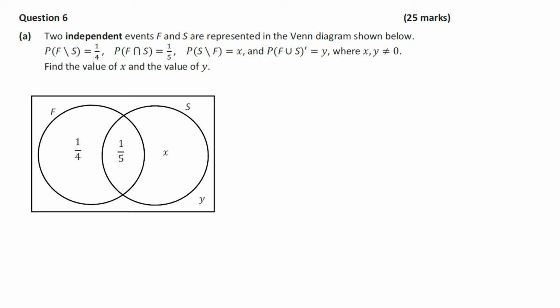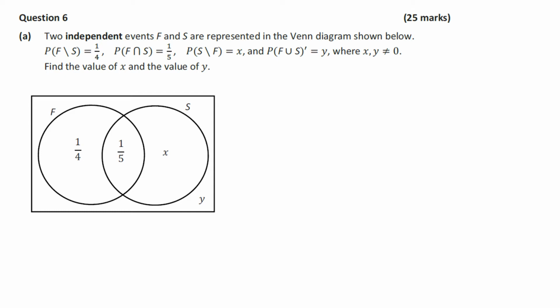Two independent events, F and S, are represented in the Venn diagram as shown below. The probability of F less S is 1 over 4. The probability of F intersection S is 1 in 5. And the probability of S less F is x, and all of those three pieces are given on the Venn diagram. When we talk about "less", it's basically set difference, which means a takeaway. So F take away S is 1 in 4.